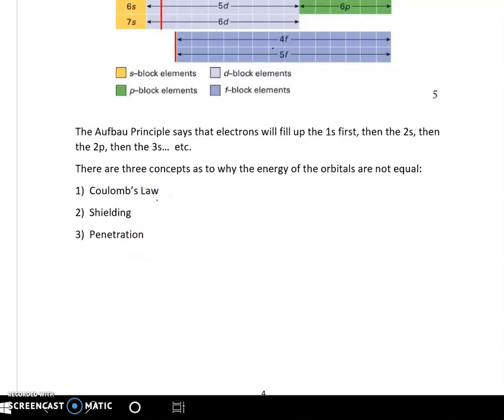Now I'm going to go through all of these in the next module. So I just wanted to get to here, and then I will go ahead and describe Coulomb's law. Then we'll go into shielding, and then finally penetration. Okay.